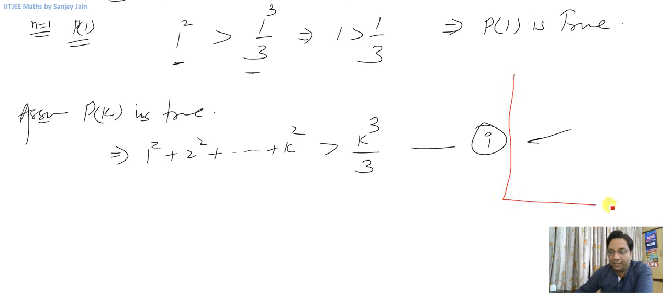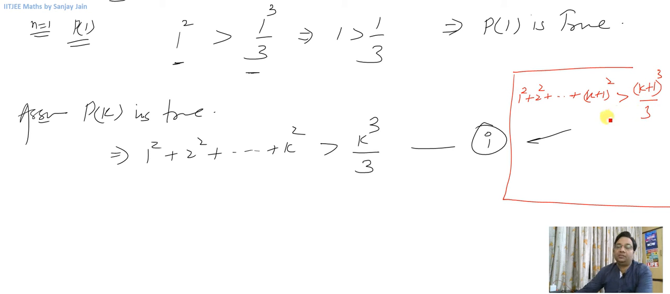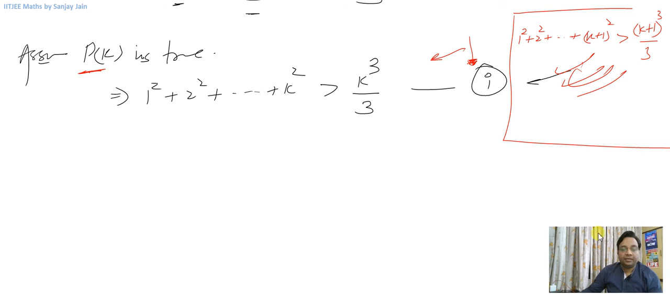Now what I am trying to do is prove that 1 squared plus 2 squared plus up to k plus 1 squared is greater than k plus 1 cubed by 3. So this is something that I want to achieve, using only this statement which I have assumed. Okay, let us see. Using this, what can I say?